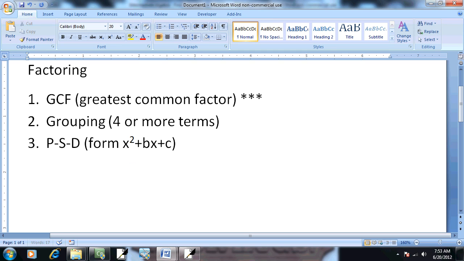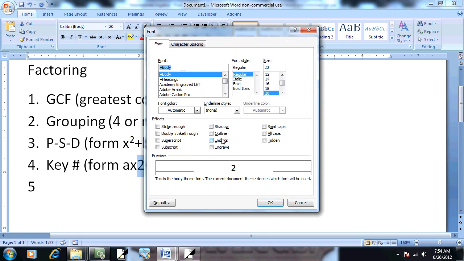Our fourth method, key number method. And this is when you got the form ax squared plus bx plus c.